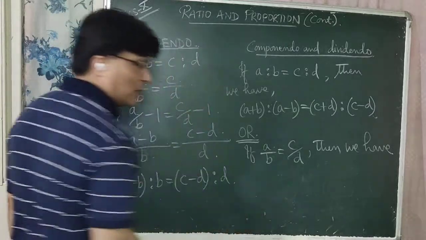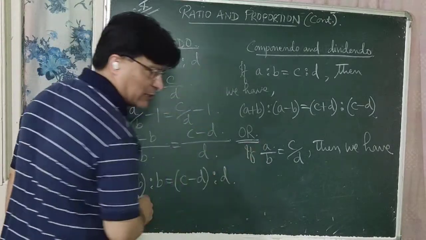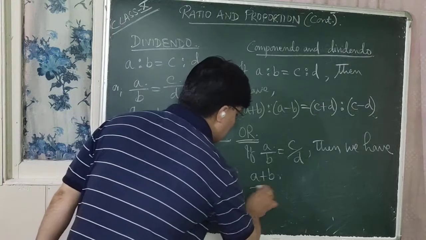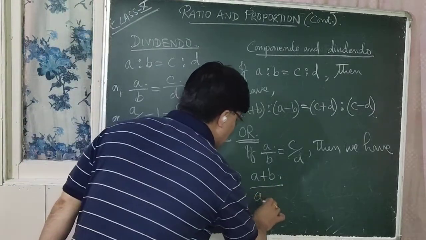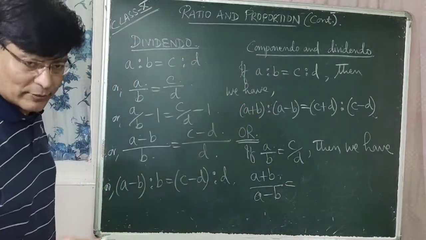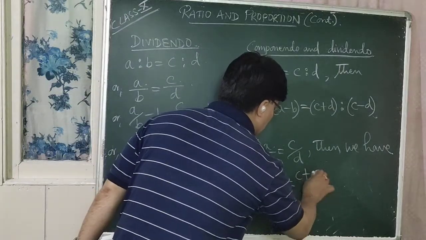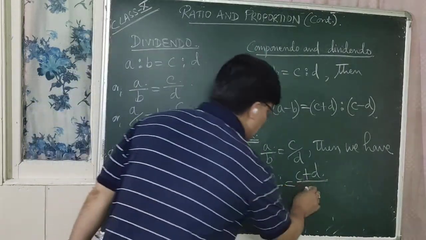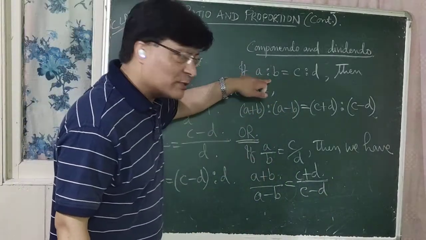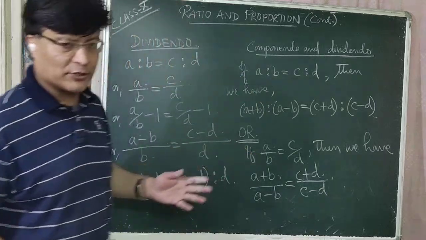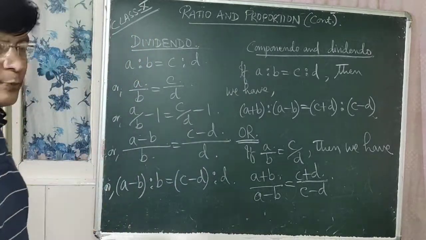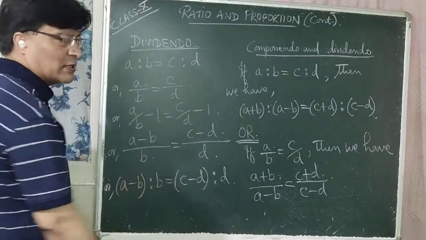Then we have numerator upon denominator, isn't it? So in the numerator you write numerator plus denominator, divided by, in the denominator, A minus B, that is numerator minus denominator. Similarly on the right hand side, numerator plus denominator, that is C plus D, divided by numerator minus denominator, that is C minus D. So both are same. This is in terms of ratio and this is in terms of fraction. So this type of property is known as componendo and dividendo. So let us prove it now. Now we will prove this property, okay?